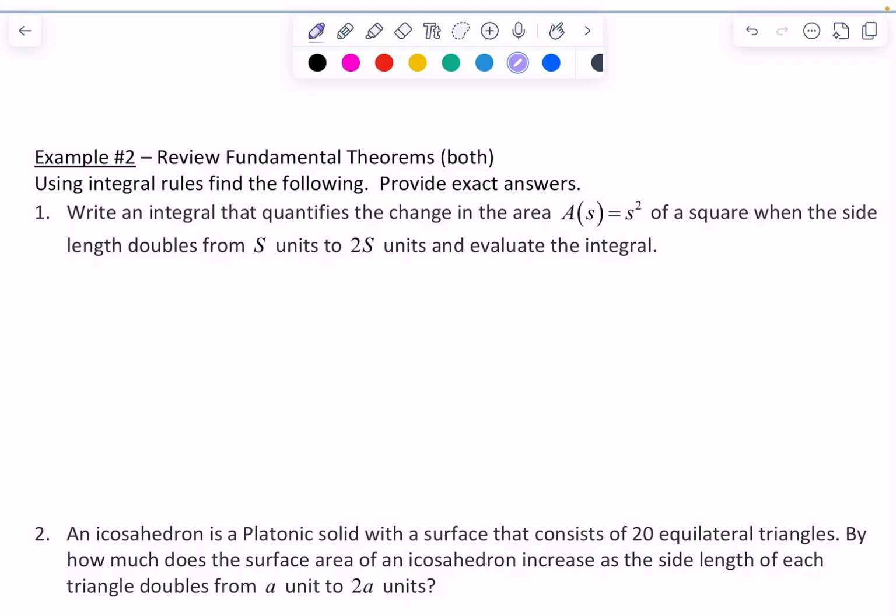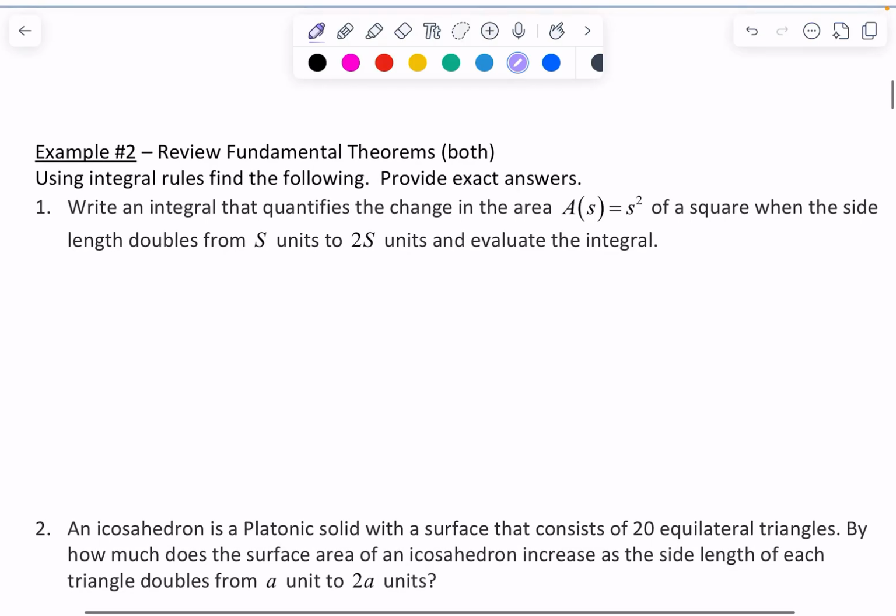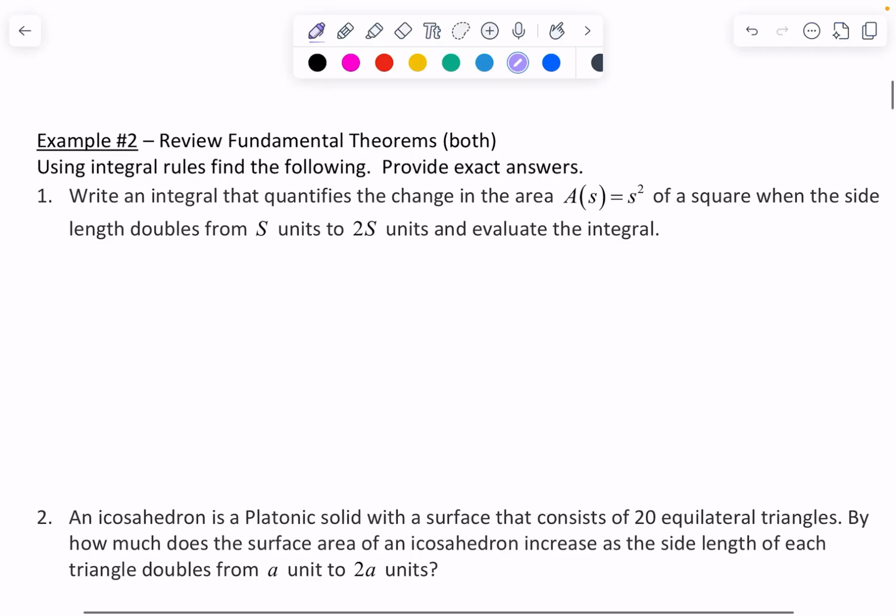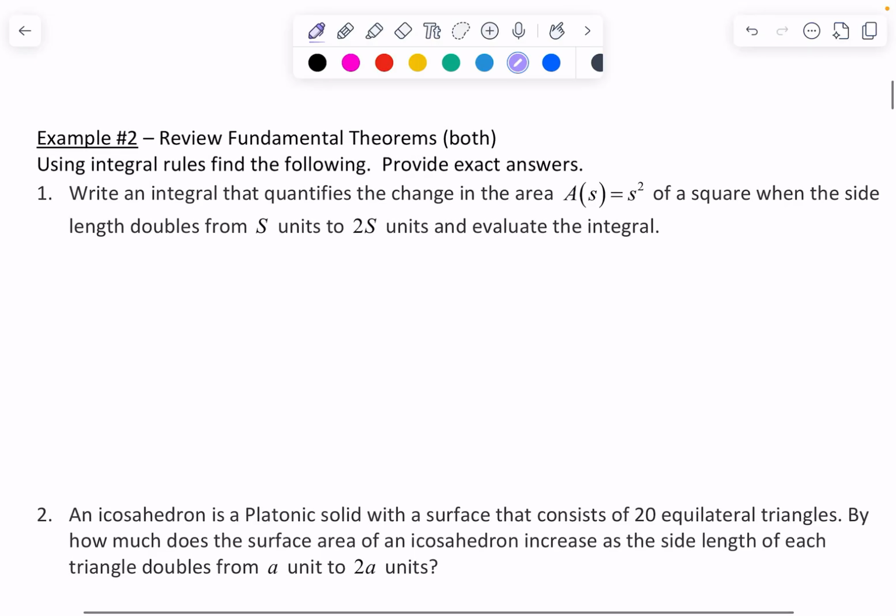So number 1 says, write an integral that quantifies the change in area of a square when the side length doubles from s to 2s, and evaluate the integral. So now let's think about that. We're talking about the area of a square, and we want to double the length. So we'd like to use an integral. I know my integral is going to go from s to 2s.